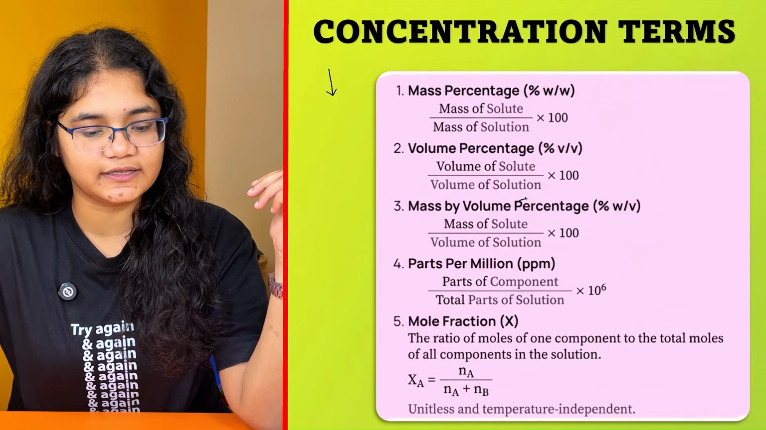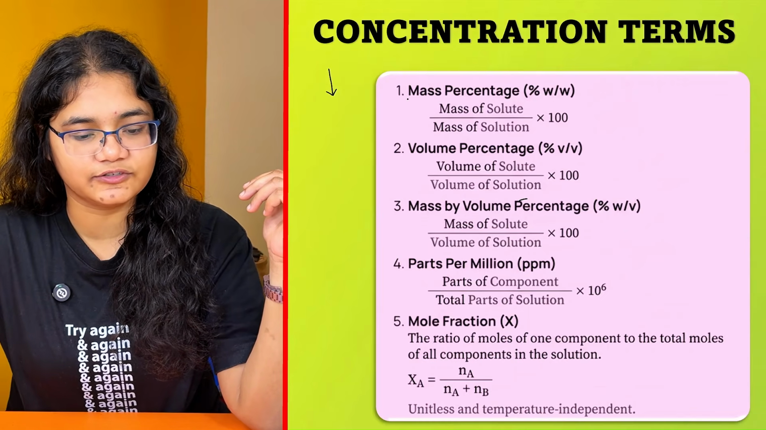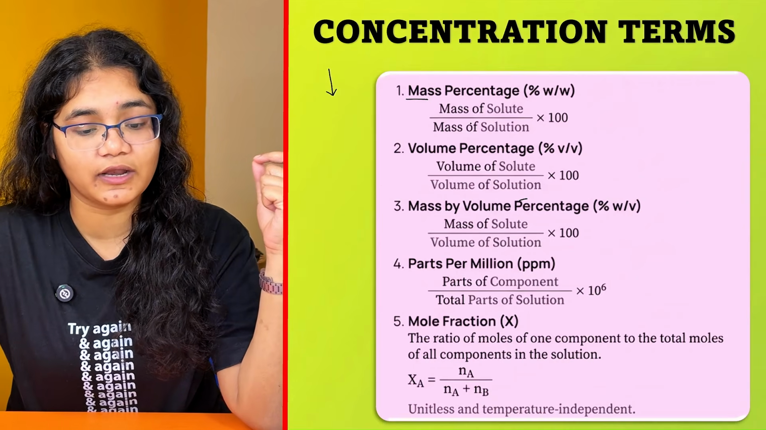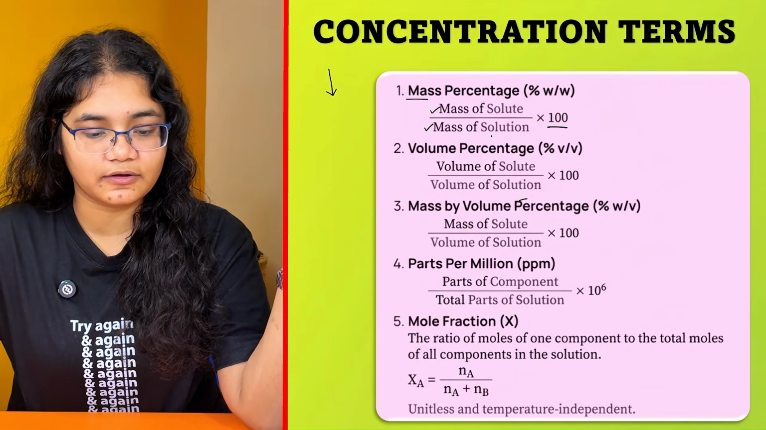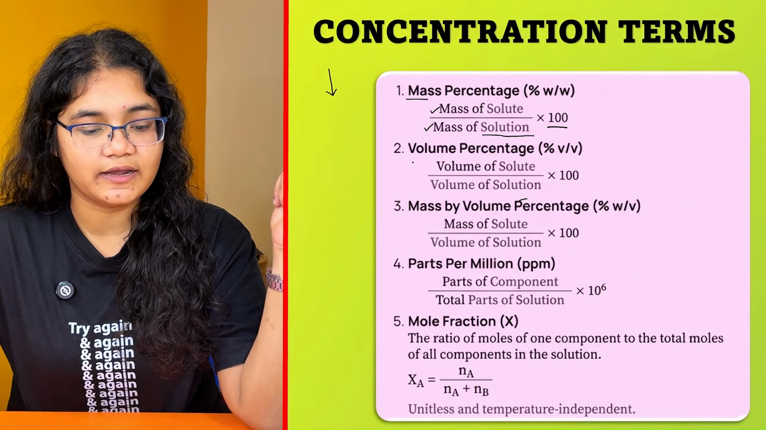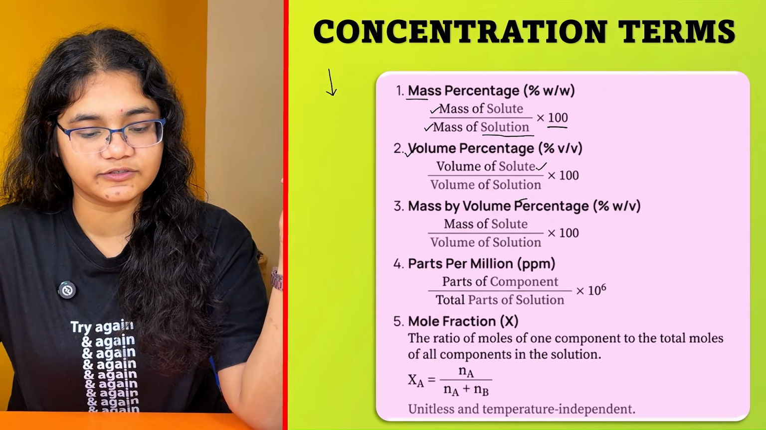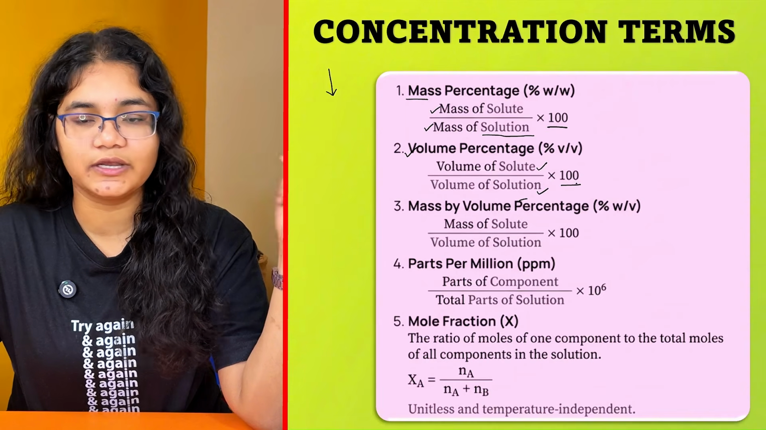So the first one is your mass percentage. What's the formula here? Mass of the solute by mass of the solution into 100. Now remember, here it is mass of the solution. Next we have volume percentage: volume of the solute divided by volume of the solution into 100.